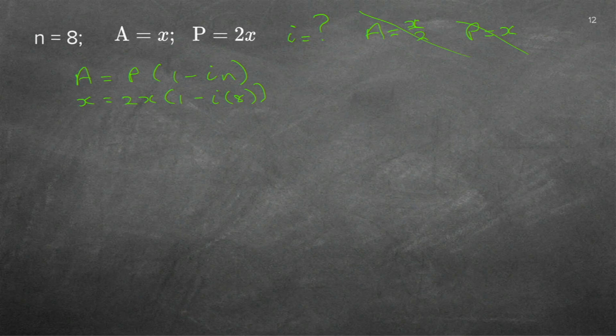Now I want the I all alone. So I need to get rid of the furthest stuff first by dividing by it. X divided by 2X. On the right-hand side, you'll just be left with 1 minus 8I. And those X's cancel. So there's your half, which I don't like, but in this case, I don't have an option. And now I don't like the minus in front of the I, because remember, I must get I all alone. So I prefer to take the 8I.